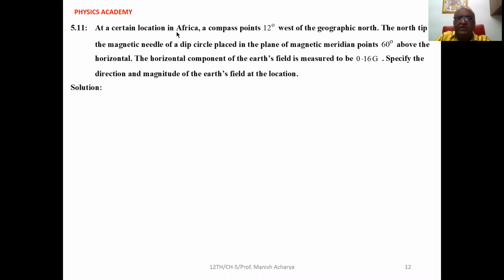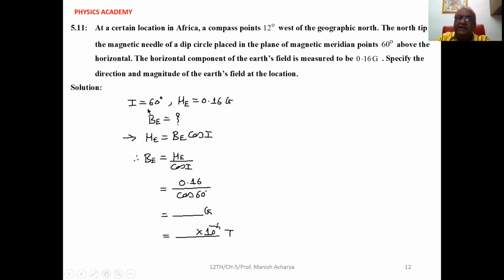11. At a certain location in Africa, a compass points 12° west of the geographic north. The north tip of the magnetic needle of a dip circle placed in the plane of magnetic meridian points 60° above the horizontal. The horizontal component of Earth's magnetic field is measured to be 0.16 Gauss. Specify the direction and magnitude of the Earth's field at the location.